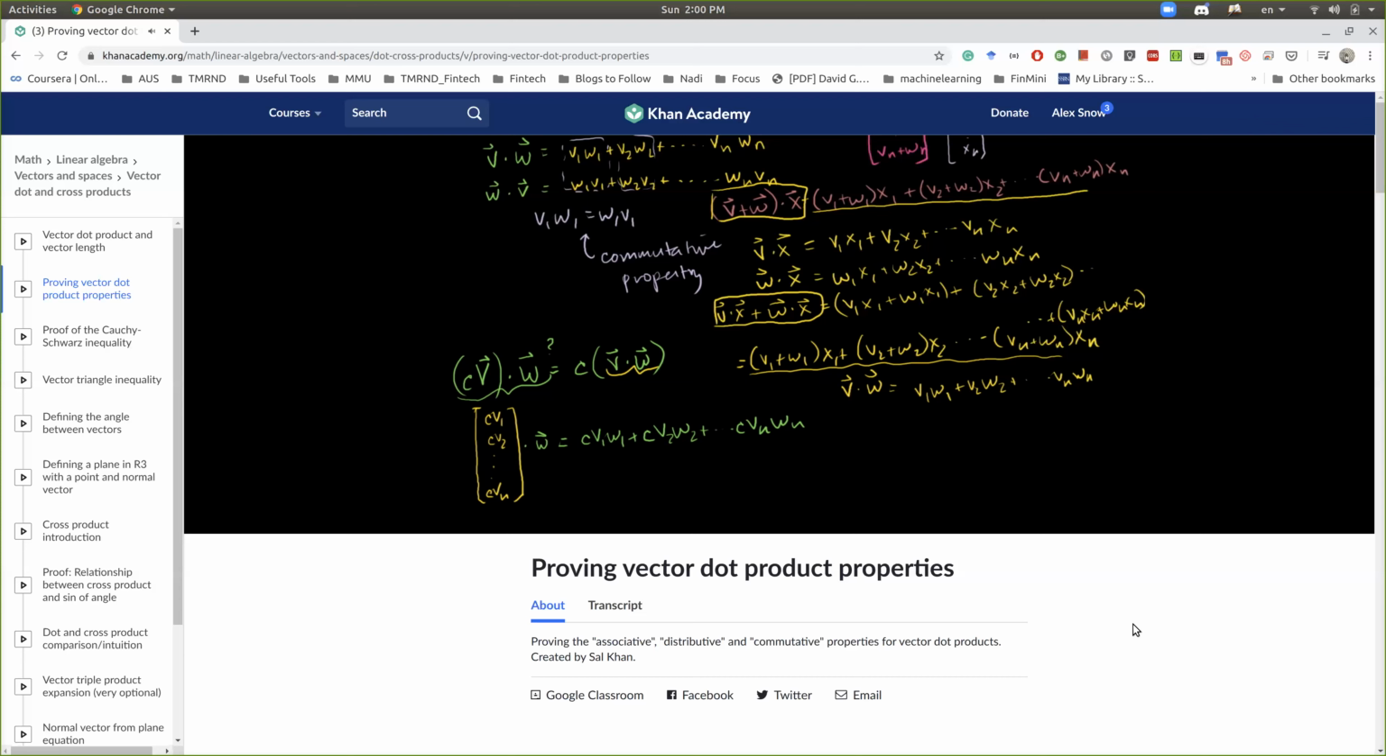So if I multiply some scalar times this, that's the same thing as multiplying some scalar times that. So now I'm just multiplying a scalar times a big, this is just the regular distributive property of just regular real numbers. So this is going to be equal to c v1 w1 plus c v2 w2 plus all the way to c vn wn. And we see that this is equal to this, because this is equal to this.